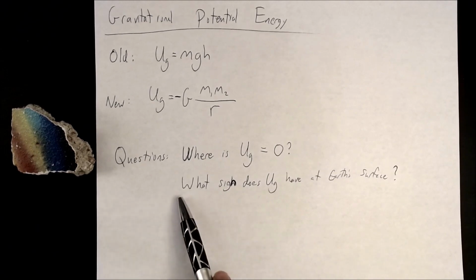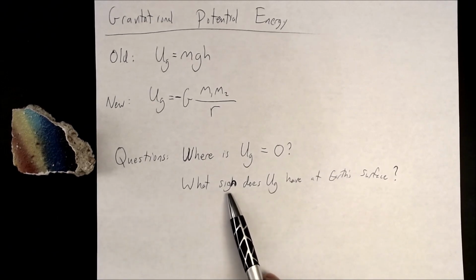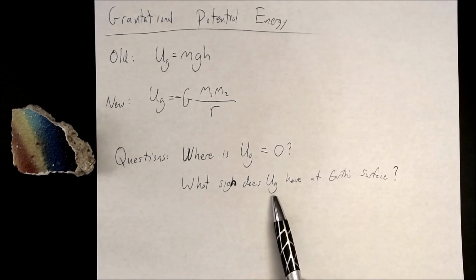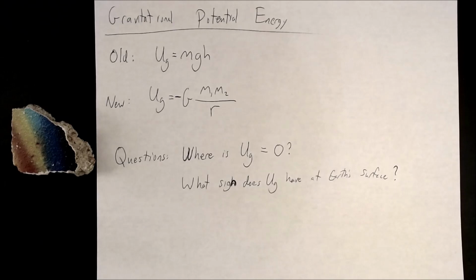All right, I also want you to determine what sign the gravitational potential energy has at Earth's surface. Is it positive, negative, 0? What is it at the surface of the Earth?